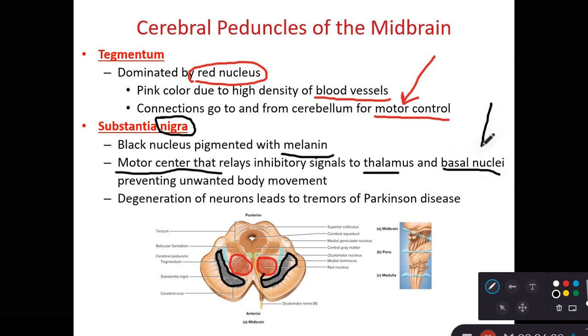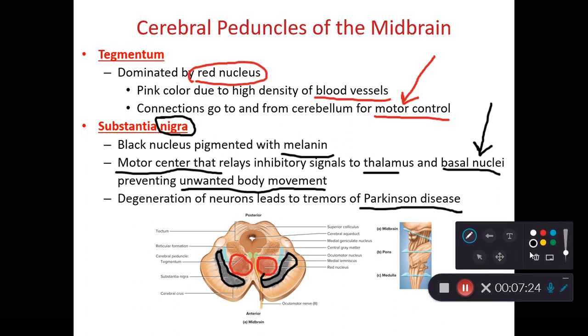Now, if you don't remember, a nuclei within the central nervous system is just a grouping of neurosomas, or cell bodies of neurons. So when we think of a nuclei in the central nervous system, it's just a region of gray matter. And what does the substantia nigra do? As it relays inhibitory signals to the thalamus and the basal nuclei, it prevents unwanted body movement. So if there's damage to the substantia nigra, there's going to be a lot of unwanted tremors. This can lead to Parkinson's disease. And these particular tremors are not the kind of tremors associated with when you're moving. These are continual tremors, unintended tremors, as opposed to intention tremors, which are associated with only when you're trying to move your body.